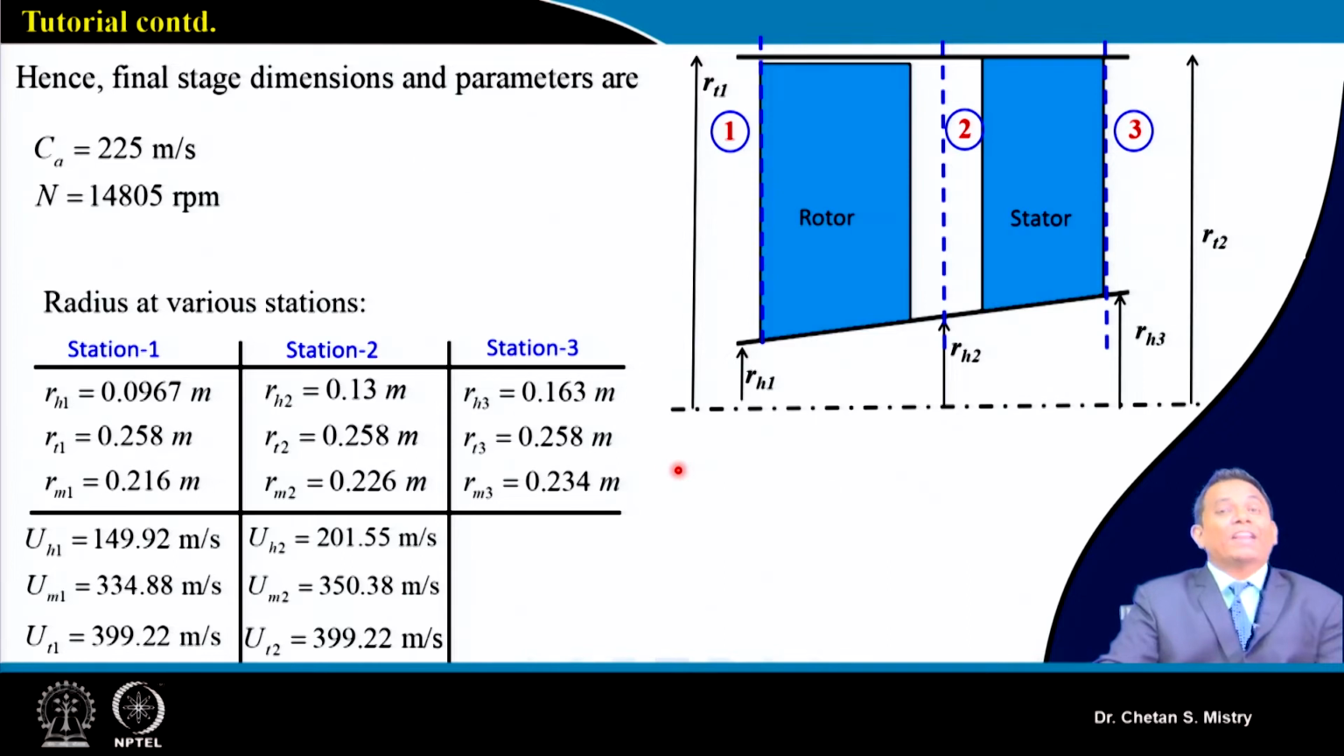Now since my radius is different, we need to realize that my peripheral speed at the entry and my peripheral speed at the exit of my rotor will also be different. Okay, so you can see here at the entry my peripheral speed at the hub is 149.92, and at the exit it is, say, 201.55. Same way at the tip it is coming nearly, say, 400, because we are assuming it to be constant.